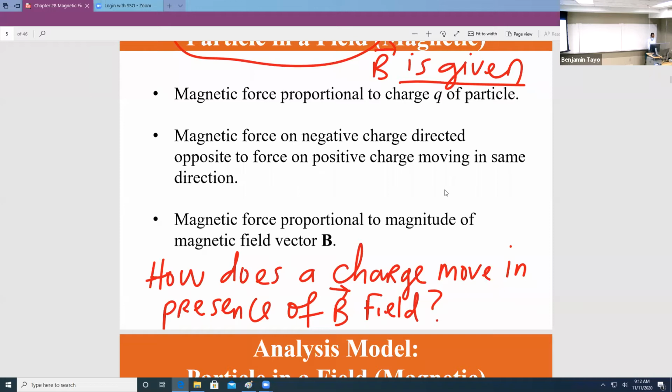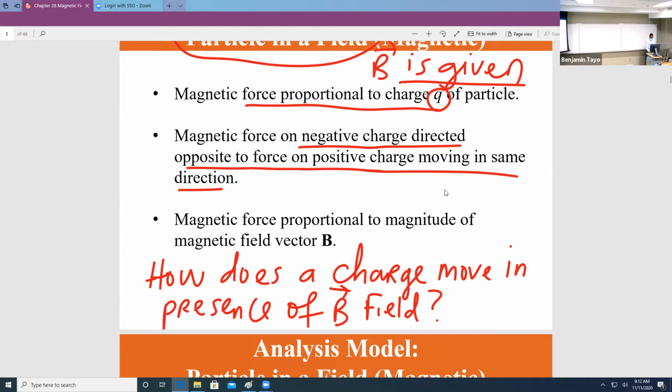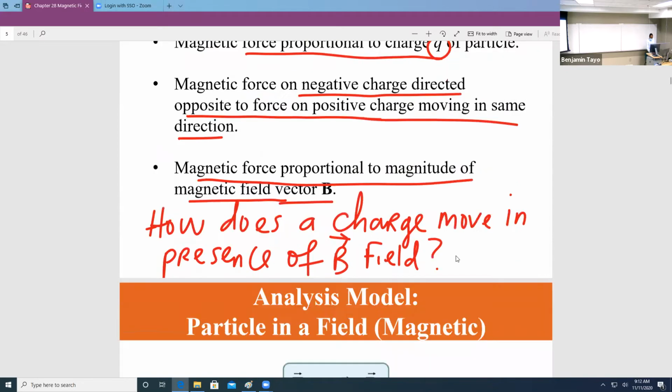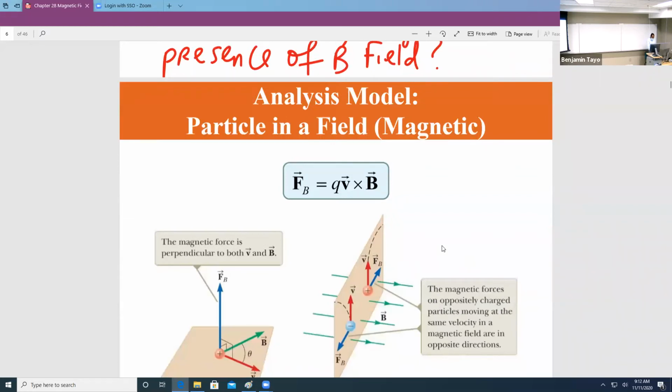We're going to see that the magnetic force is proportional to the charge Q. The magnetic force on the negative charge is acting in the opposite direction compared to the magnetic force on the positive charge. And the magnetic force is also proportional to the magnitude of the magnetic field vector. If you take all of this and put it together in an equation, you get this equation right here. And I think I already went over this equation from last class.